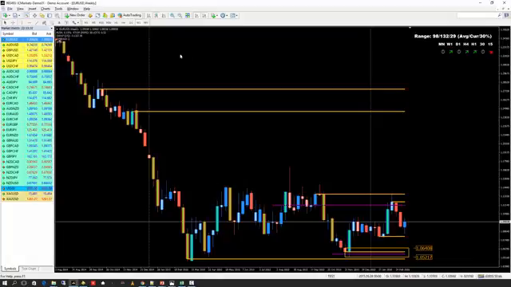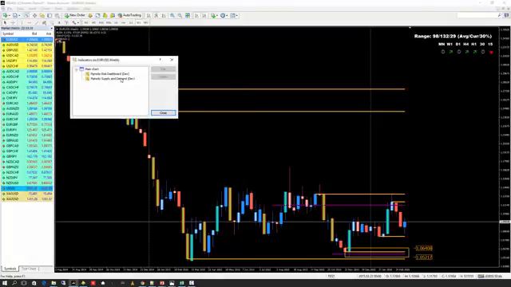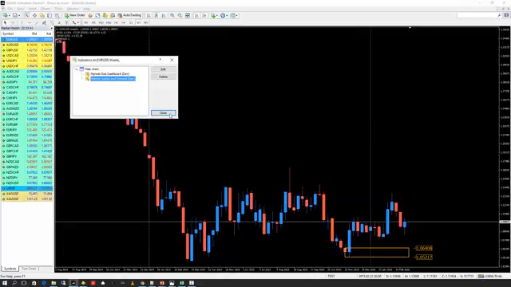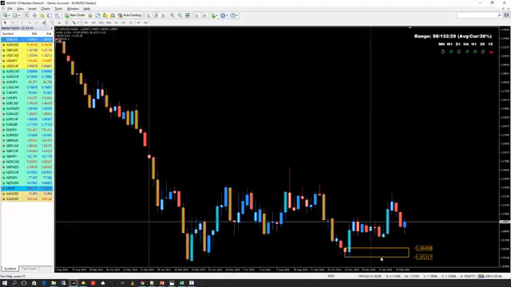Then you do that. I'm just going to remove these lines because we know where to look, just so it's a little bit clearer. So we have this area of demand which is untested and fresh, which is beautiful. So this is the bottom at the moment, and price has not touched here.